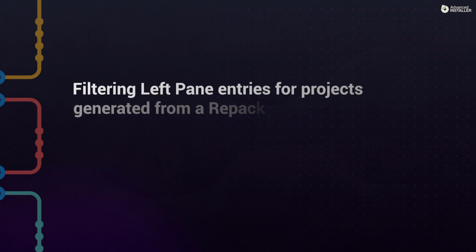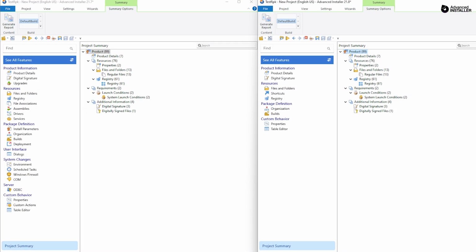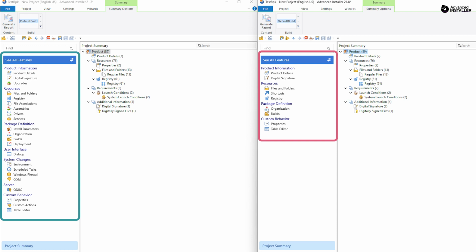In the Architect Edition, we've simplified the report when importing RPK files under the left menu. This feature automatically hides unnecessary left pane entries for projects generated from a repackager session, making navigation more efficient.